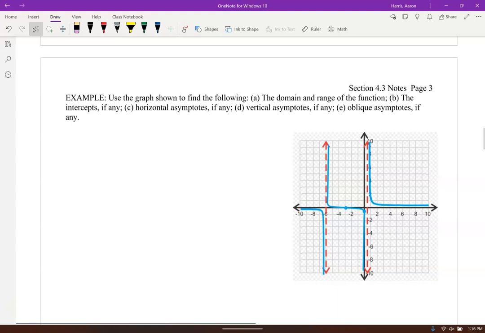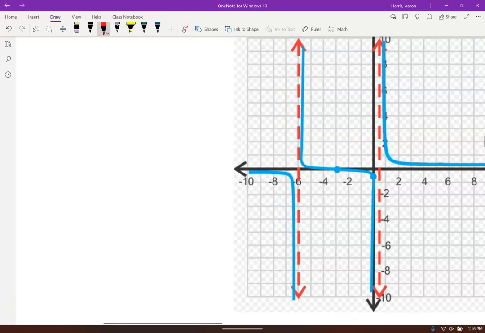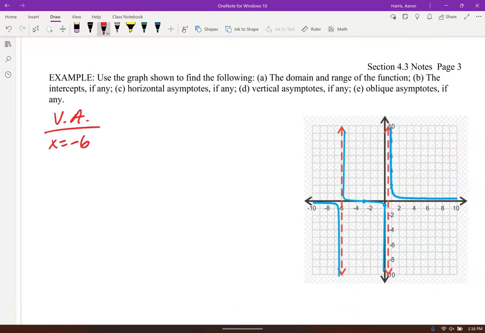Let's do some more with a picture this time. Let's identify number one. I'm going to identify the vertical asymptotes here. So what are your vertical asymptotes? You see this first vertical line in red? X equals -6, right? The other one's a little hard to see, but that's at x equals a half. So I have 2 vertical asymptotes.